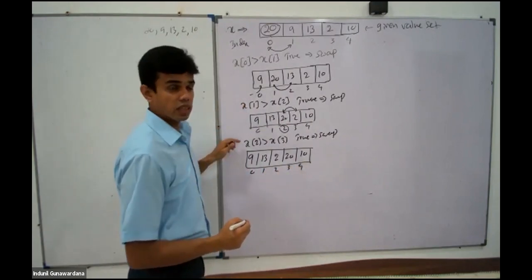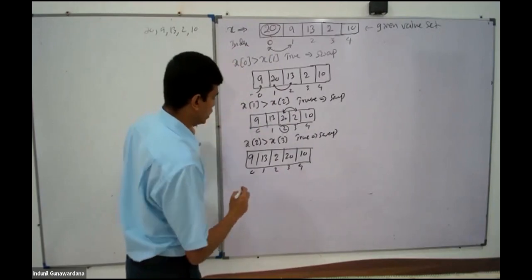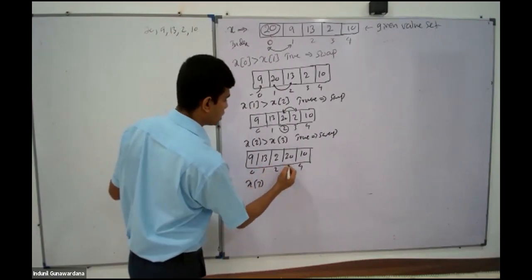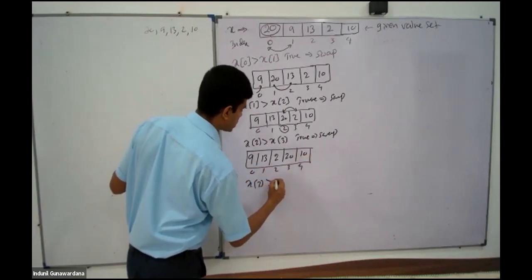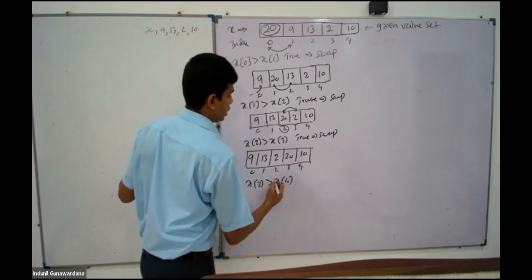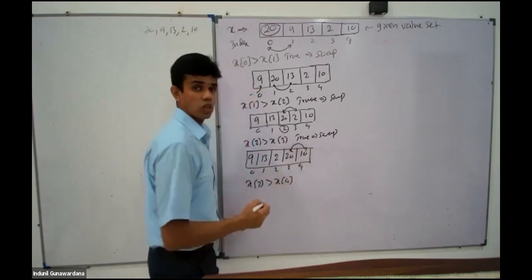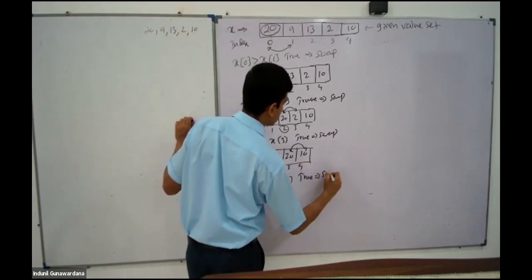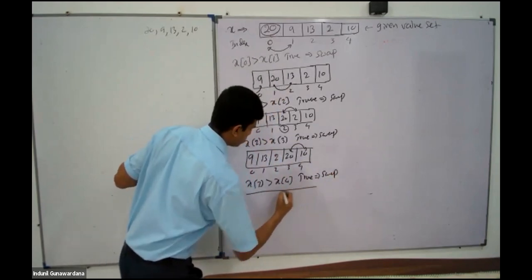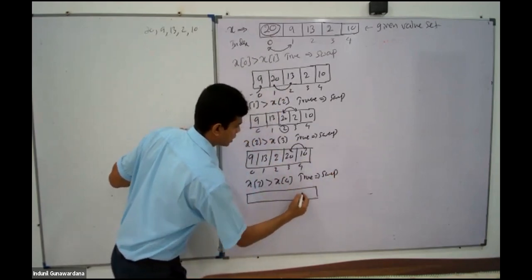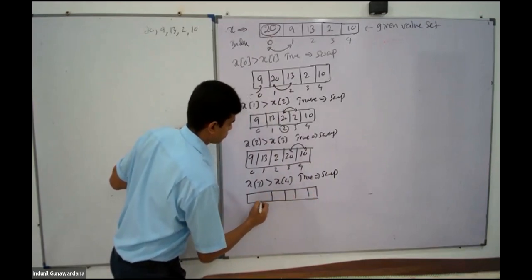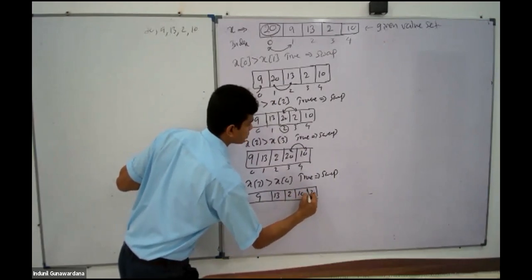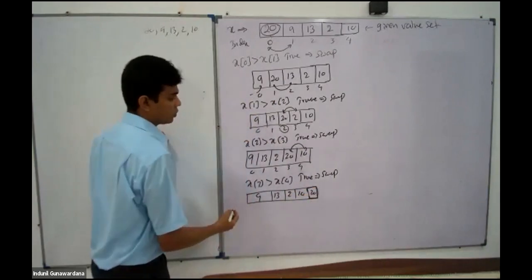Then what is the next comparison? Earlier we started 0, 1, 2. Then which number is compared? X3 is compared. That means this is compared with the next number x4. If it is true, again what have to do? Swap them. Then if it is true, still do the swapping. Then now we came up with this value set 9, 13, 2, 10 and 20. So you have reached the end. This is the end of the pass one.